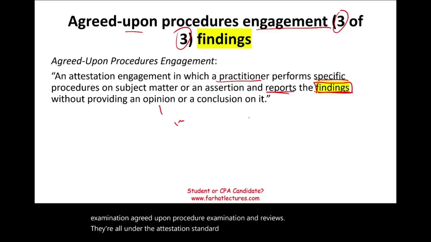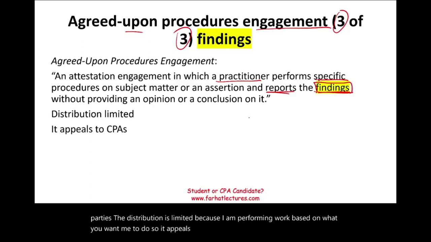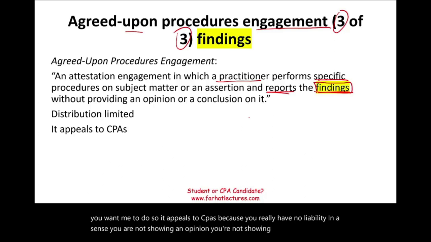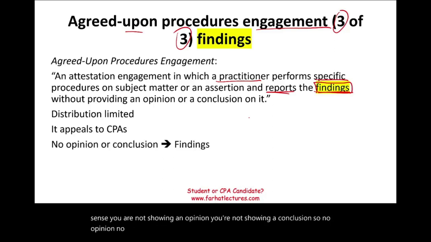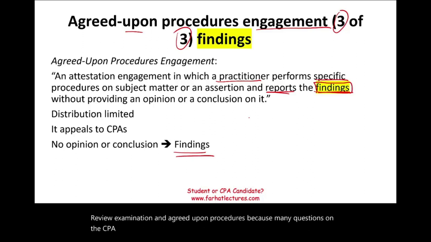Now bear in mind, because it's an agreed upon procedures, what does it mean? It's agreed upon between different parties. Usually it's two parties, could be three parties. The distribution is limited because I am performing work based on what you want me to do. So it appeals to CPAs because you really have no liability in a sense. You're not issuing an opinion, you're not issuing a conclusion. So no opinion, no conclusion. For an agreed upon procedure, it's a finding. Now you notice I keep repeating myself about review, examination, and agreed upon procedures because many questions on the CPA exam deal with which is which. So that's why you need to be familiar with which is which.